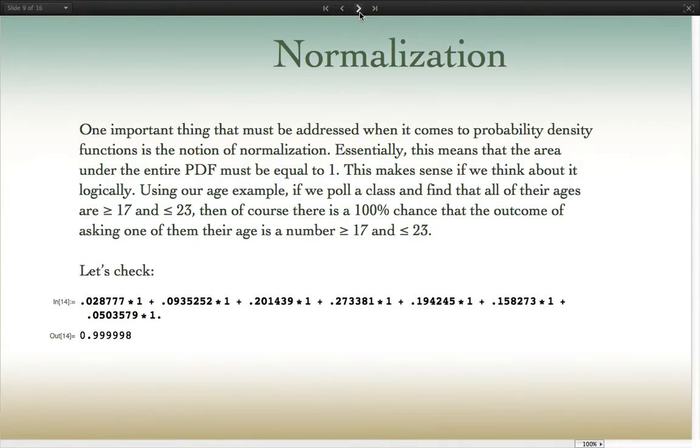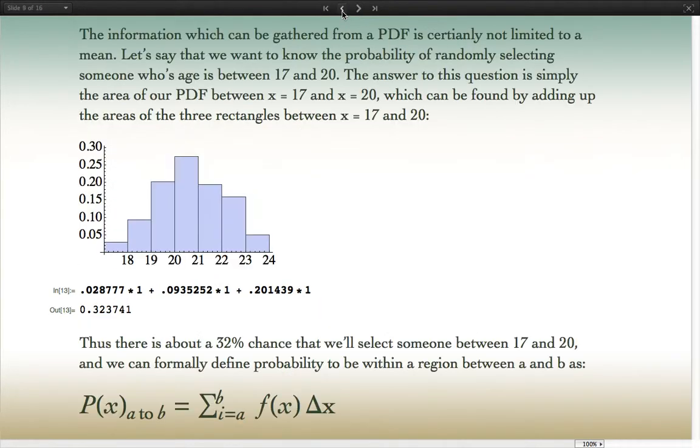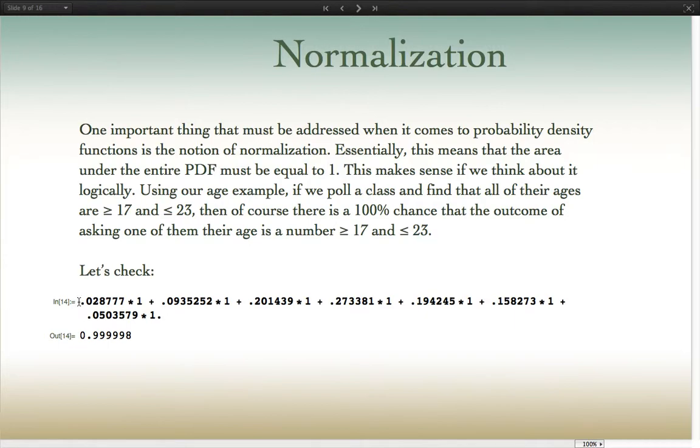So that's what normalization is. If I add all of these heights times their widths, that's what we have right here. If we add them all up, we find that we get just shy of 1. The reason for that is just a rounding error, because this is a numerical example. But nonetheless, we can say that this is normalized, at least within a certain margin of error. So that's what normalization is.